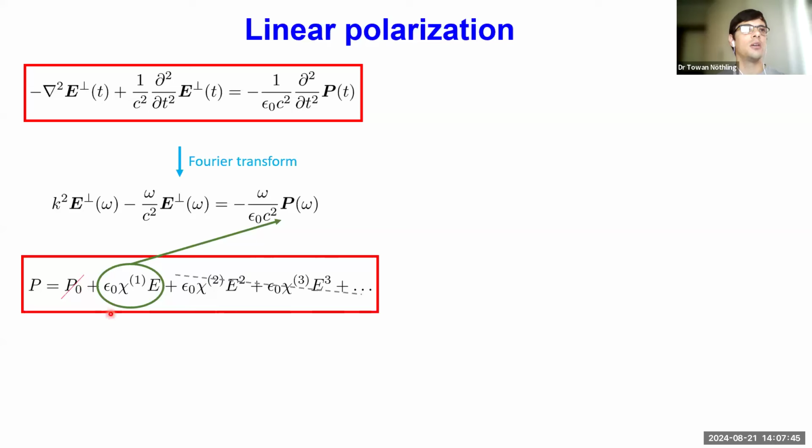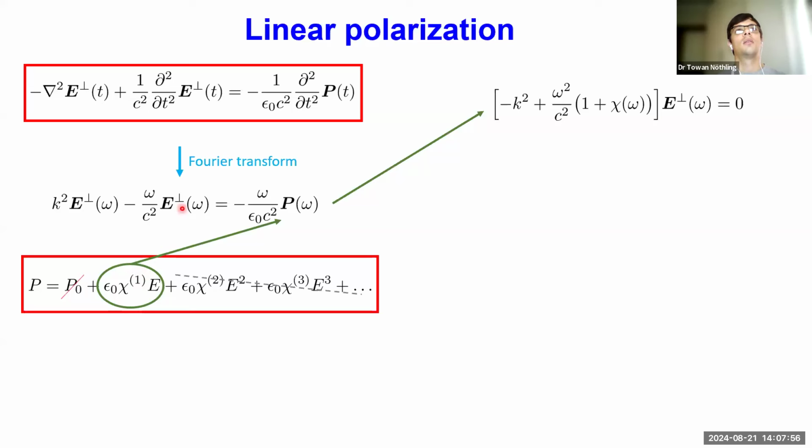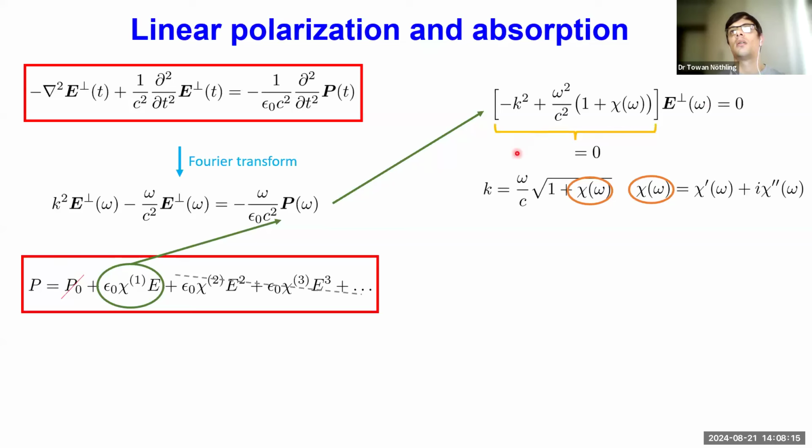So for the moment, let's only consider the first order term. The first order term has the first order susceptibility in it. Plugging this first order term into this equation leads us to this expression. I hope you can all see the laser pointer. Since the electric field is not always zero, this first part of the expression must be zero, from which we can then calculate the wave number as this expression based on the linear susceptibility.